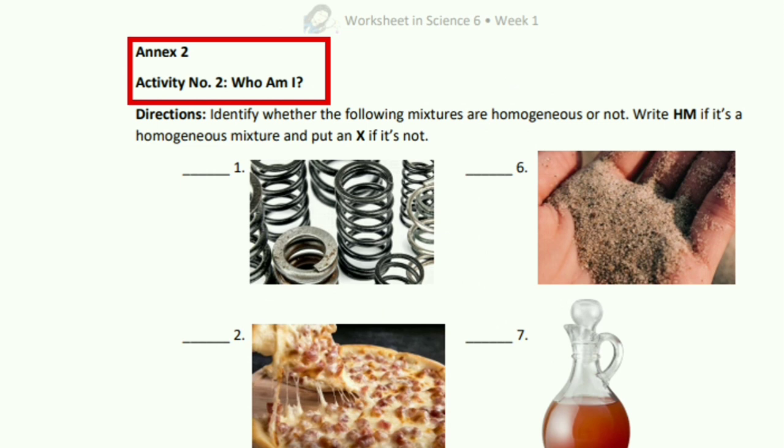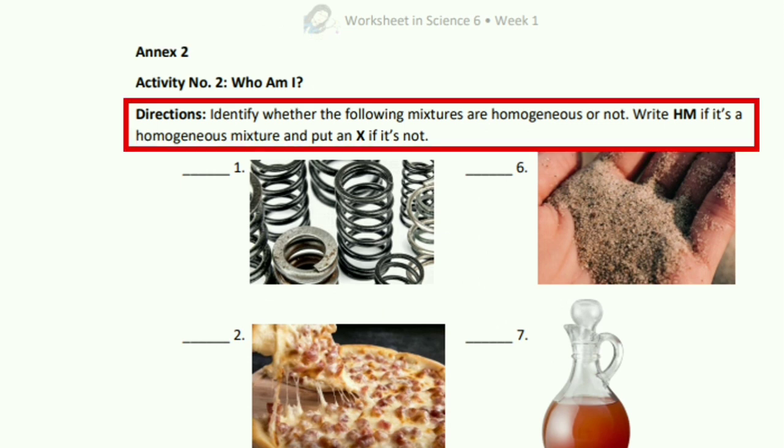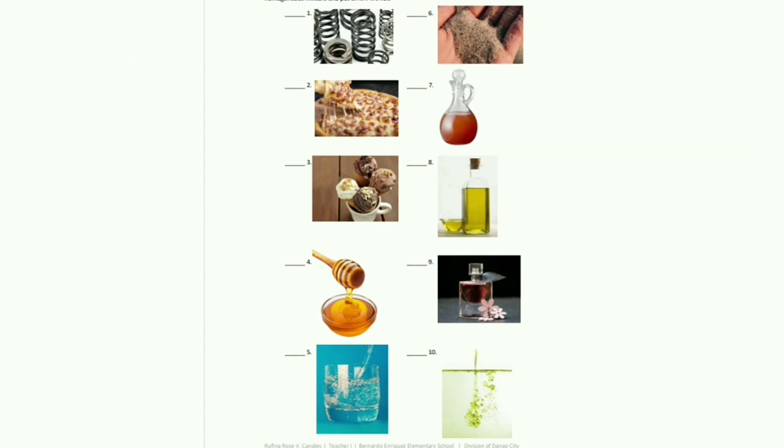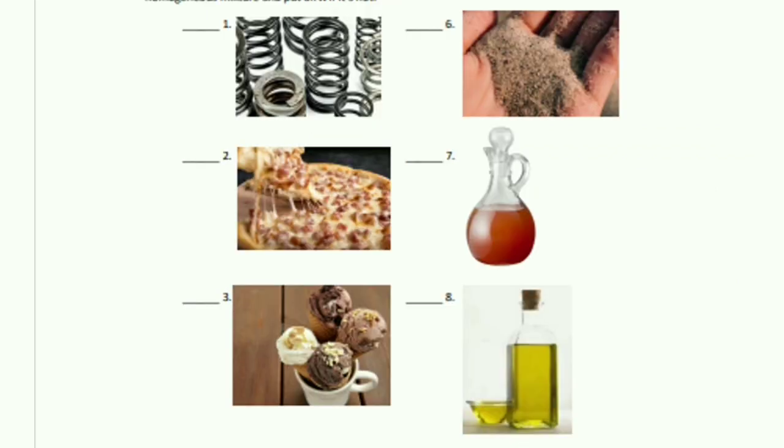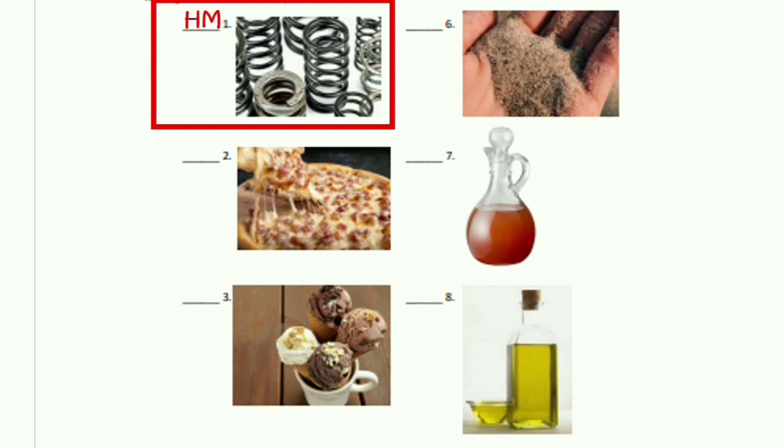Activity number 2. Who am I? In here, we will identify whether the following mixtures are homogeneous or not. Write HM if it's a homogeneous mixture, and put an X if it's not. We have 10 photos of mixtures here. Let's say that the first one is a homogeneous, so you will write HM in the blank. If you think this is not a homogeneous mixture, then write an X. Do the same to the other items.